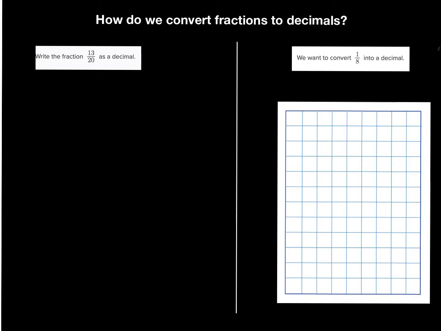We are going to be reviewing how we add and subtract decimals, because in this unit we're adding and subtracting negative decimals. So first, let's connect our fraction to a decimal. If we have 13/20ths, how do we turn that into a decimal? You can always divide, but on this one, I think there's an easier way to do it.